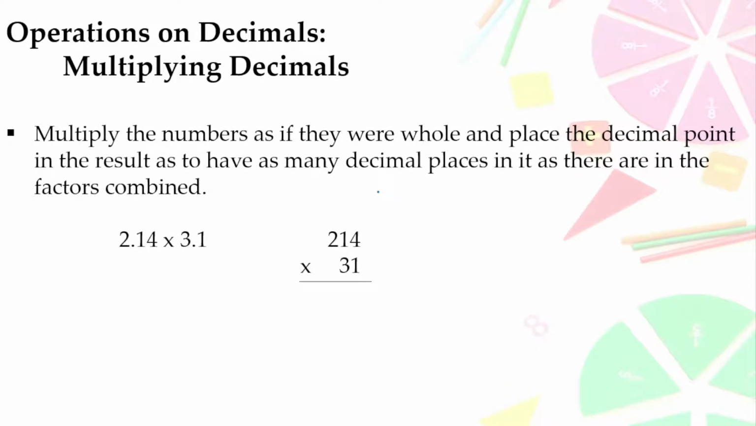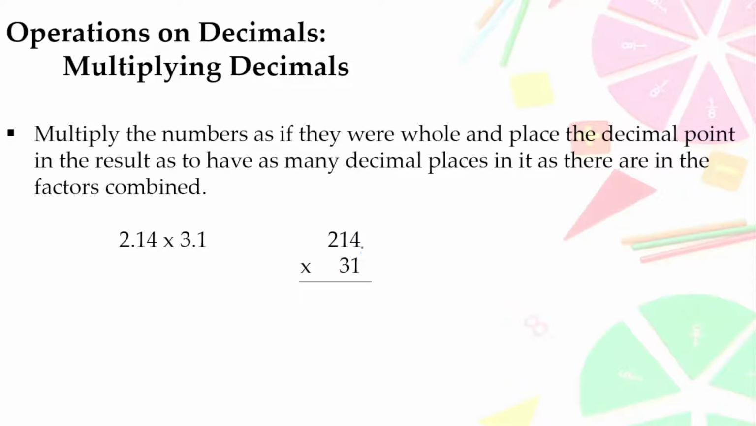Ayan. So, let's proceed to multiplying decimals naman po. So, sabi here, multiply the numbers as if they were whole and place the decimal point in the result as to have as many decimal places in it as there are in the factors combined. Okay? So, we have here 2.14 times 3.1. Ayan. So, never mind muna the decimal point. Later na po after you multiply.